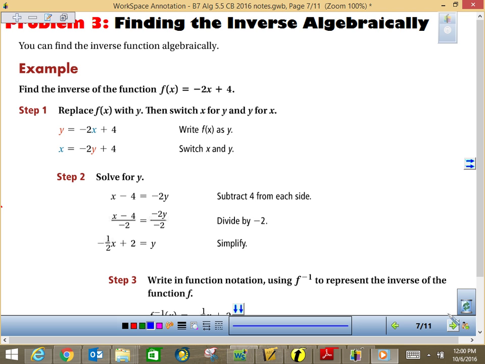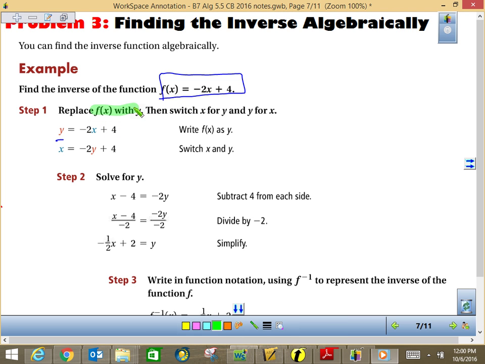You have questions 1 to 12, and it's going to give you a function, and this is what they were talking about in that video. We have this function f of x. The first thing you are going to do is rewrite it, and instead of f of x, you're going to replace the f of x with a y. So the first step is y equals negative 2x plus 4. Everything else stayed the same. Next thing you're going to do is switch the x and y places. So you now put an x here and you put a y here.